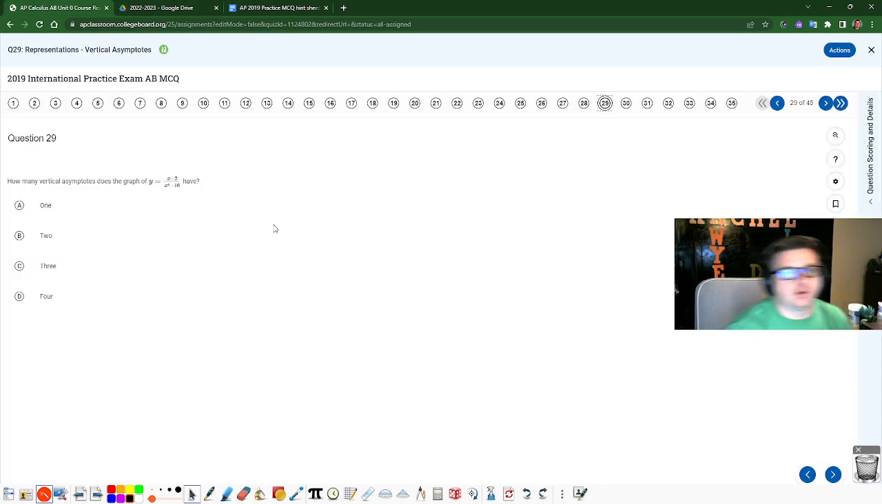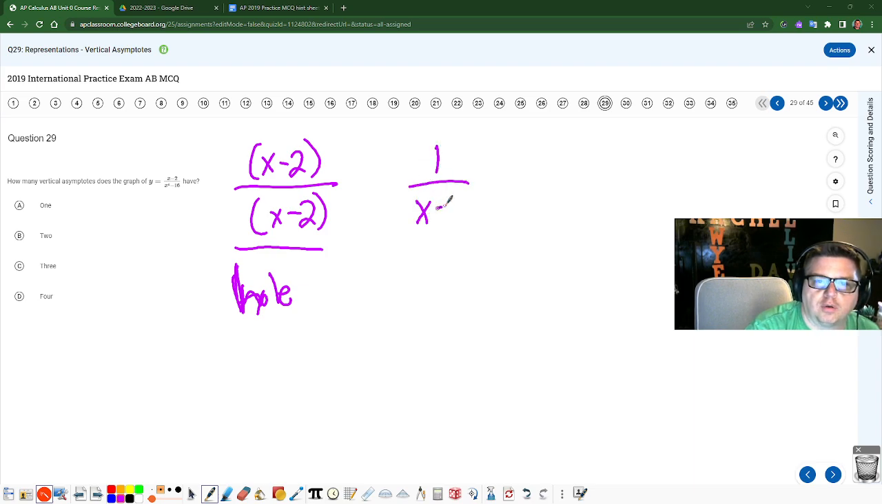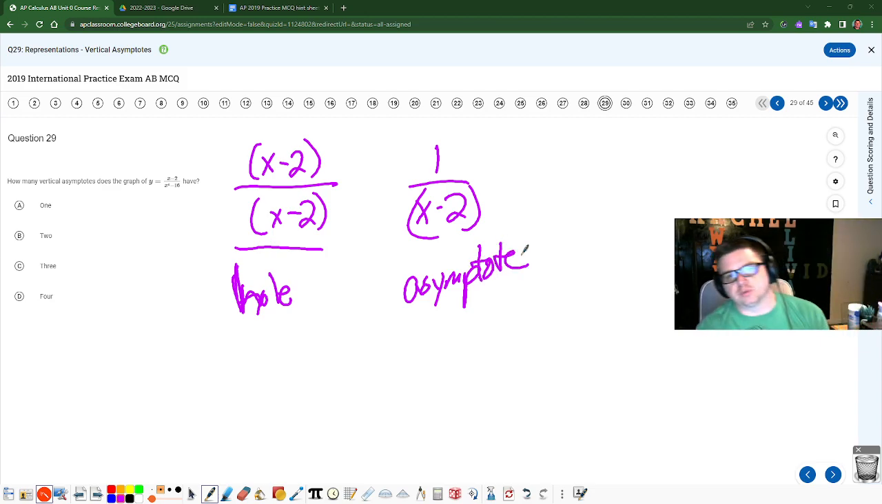All right, how many vertical asymptotes does your graph have? Okay, so when we're looking for asymptotes versus holes, what you're going to find out is that if something cancels on the top and bottom, this is a hole. Where if you just have 1 over this, this is an asymptote. So that's the difference between the two.